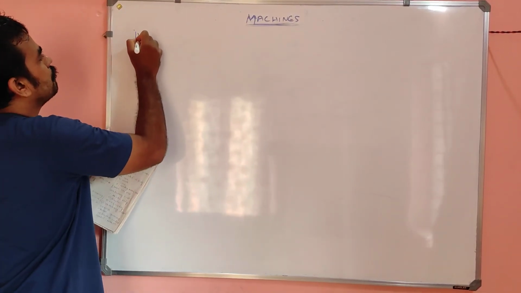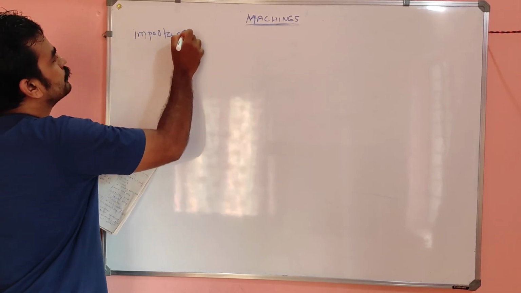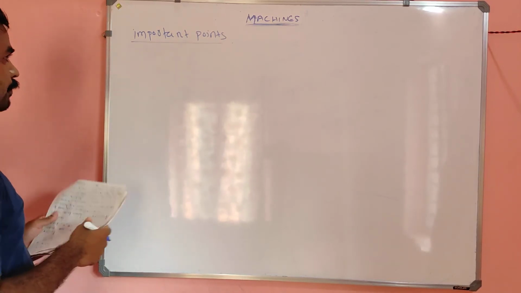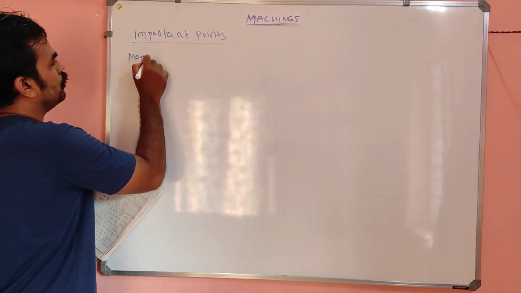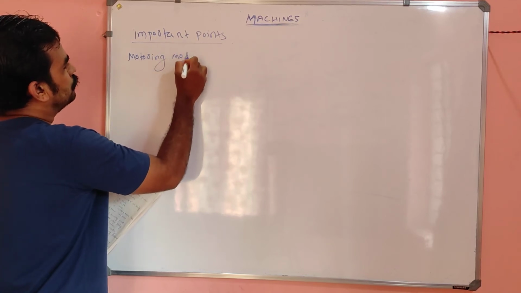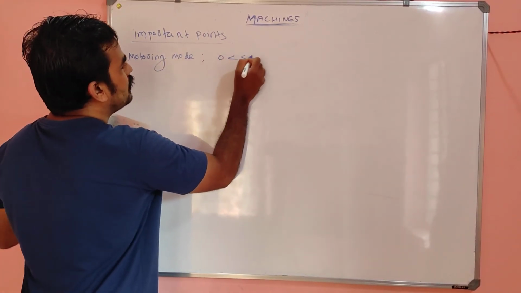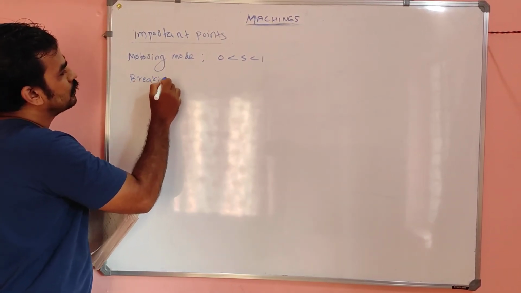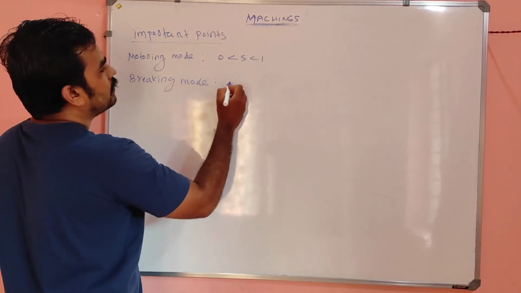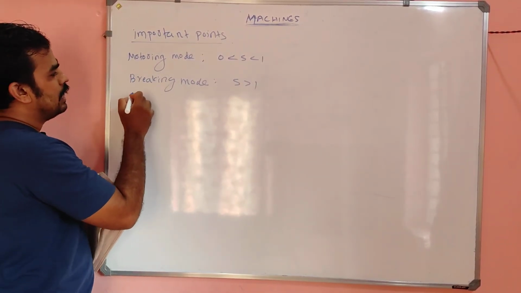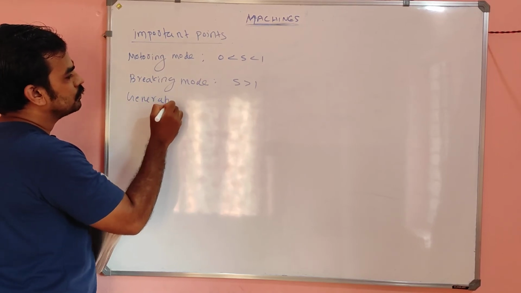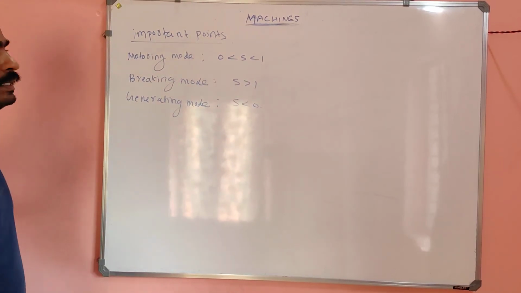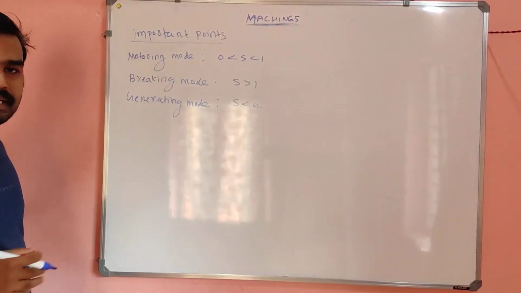You have to note some important points, my dear. First one: an induction motor is in motoring mode when the value of slip is between 0 and 1. It will be in braking mode when the value of slip is greater than 1, and it will be in generating mode when the value of slip is less than 0. These three things you have to know. Directly a question will be asked from this.